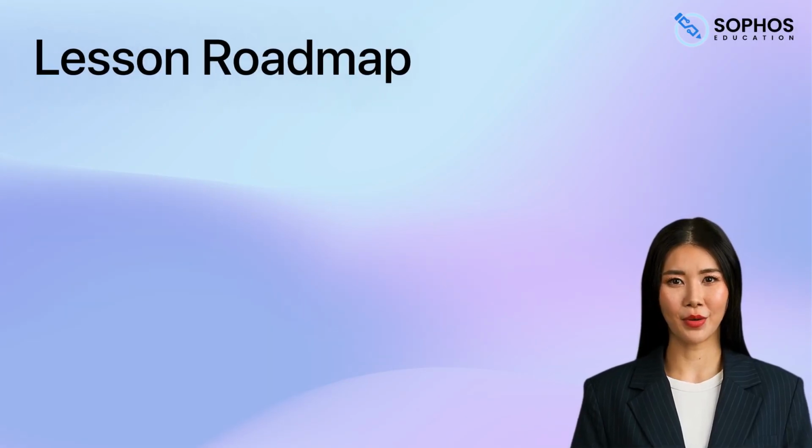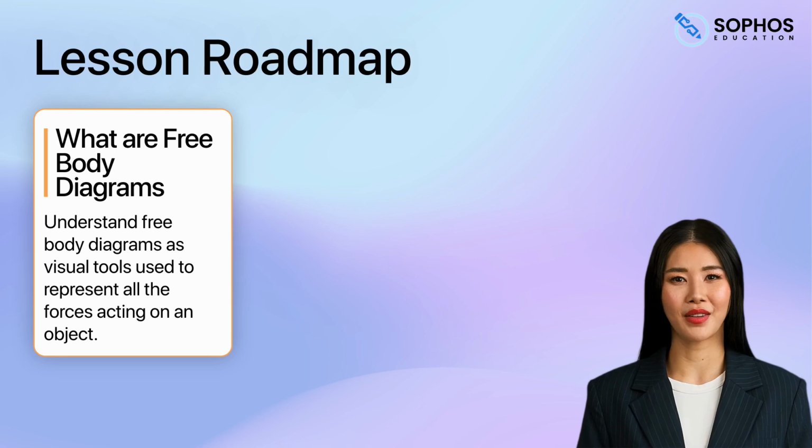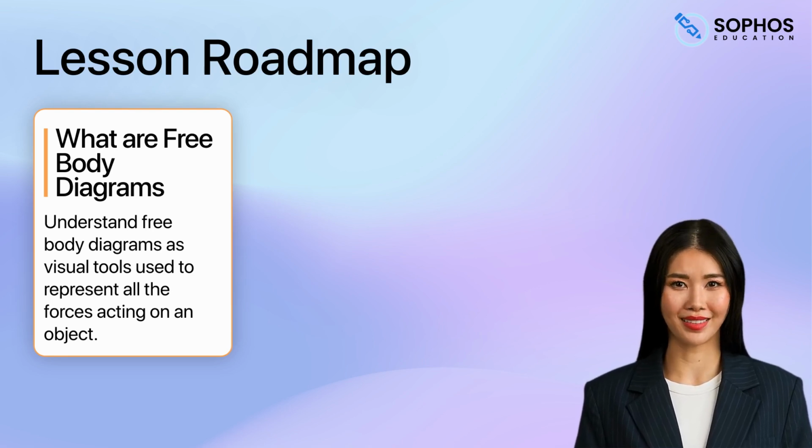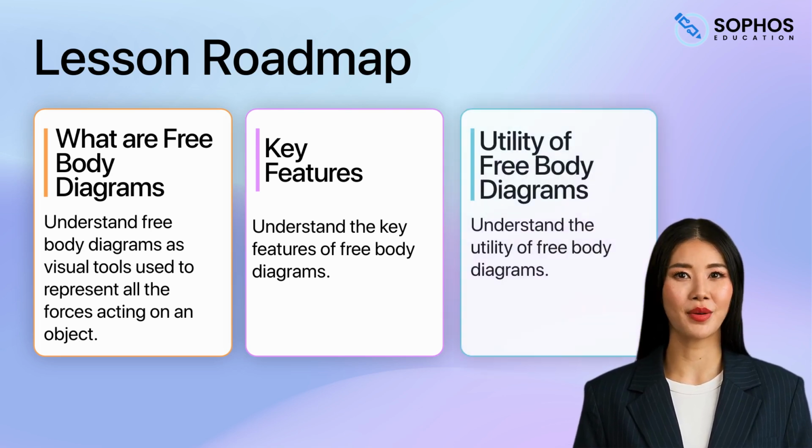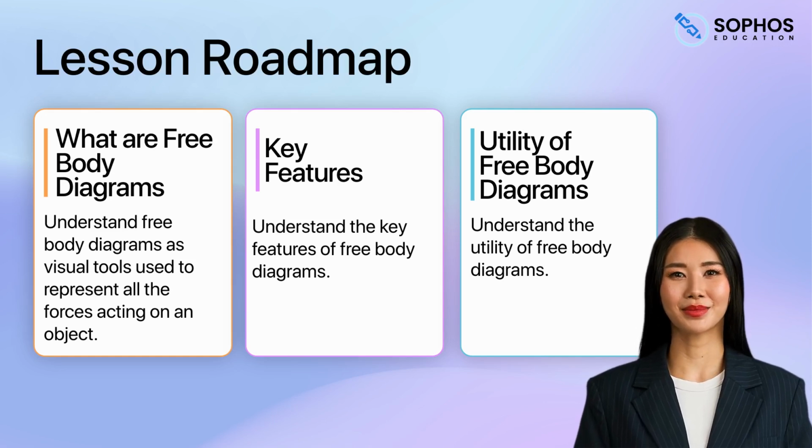In today's lesson, we will begin by understanding free body diagrams as visual tools used to represent all the forces acting on an object. Next, we'll break down the meaning behind the key features of these diagrams, including the labels, arrows, and objects highlighted. Finally, we will explain the utility of free body diagrams in physical scenarios.